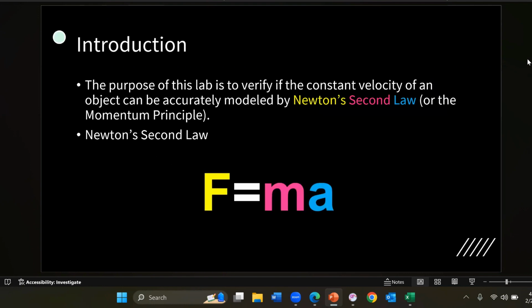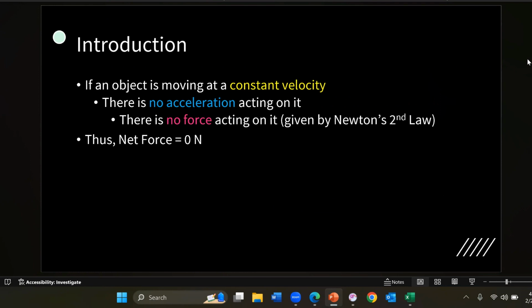The purpose of this lab is to verify if the constant velocity of an object can be accurately modeled by Newton's second law, or the momentum principle. Newton's second law is given by F equals ma, where the force and acceleration are vector quantities. For this lab, we know that if an object is moving at a constant velocity, there is no acceleration acting on it, meaning there is no force acting on it, given the relationship between acceleration and force in Newton's second law. Thus, the net force equals 0 newtons.